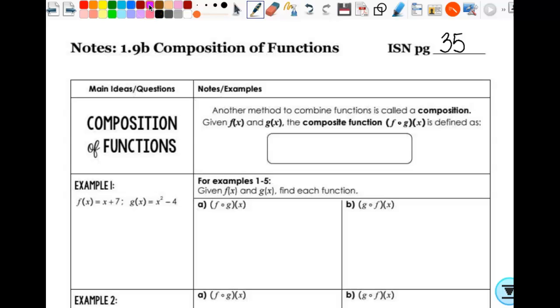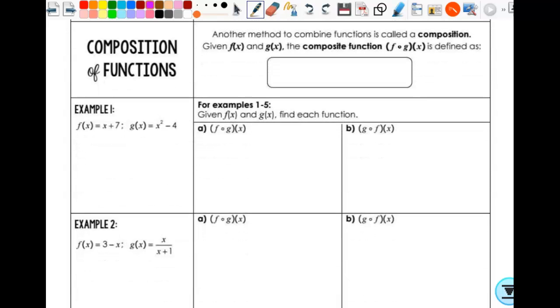Okay, so we put functions together yesterday. We added, subtracted, multiplied, and divided. Those are four ways to combine functions. We're going to look at another method to combine functions today called composition.